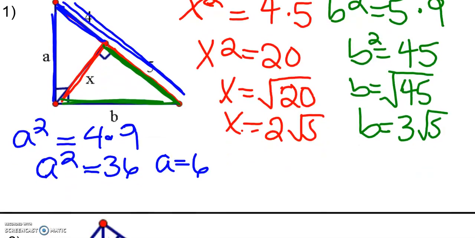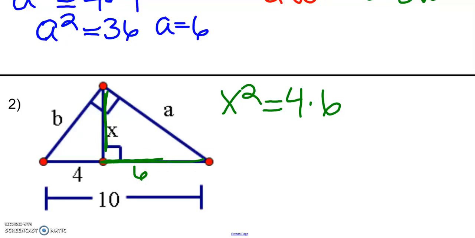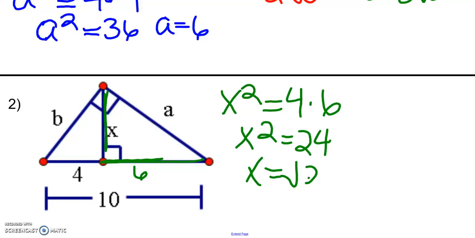Okay, so now we can go on to number 2. So again, we're going to solve for x first, our altitude. So we have x squared equals 4 times 6. So I got 6 by doing the whole hypotenuse minus the segment that we know. So we know that this segment is going to be 6. And then we have x equals 2 root 6.